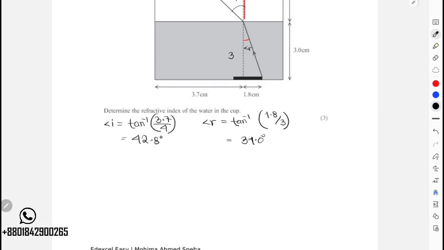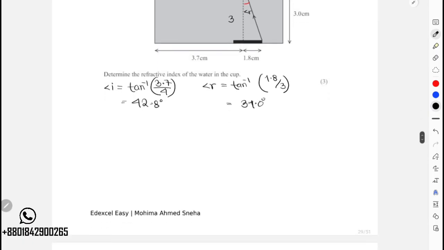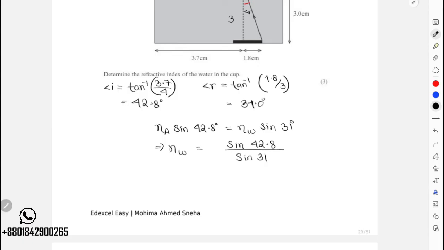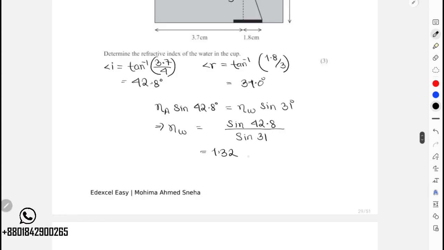Okay, 31.0 degrees. Now using this I can find out the refractive index for water, right? So this is how it was: refractive index of air, then sine 42.8 degrees, and then refractive index for water, then sine 31 degrees. Air is 1, we know that, so no need to write that 1 anymore. We will just write sine 42.8 by sine 31, and that is approximately 1.32 refractive index.